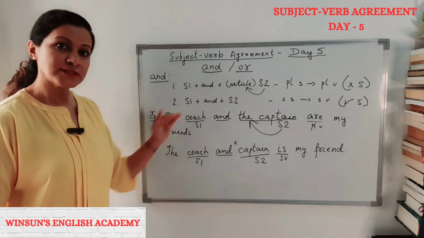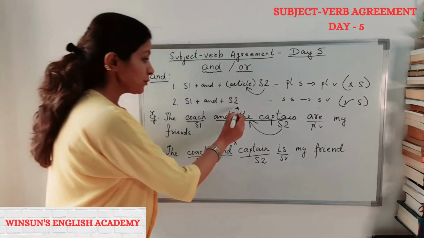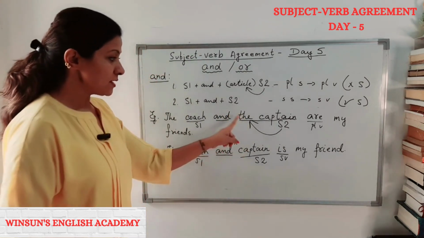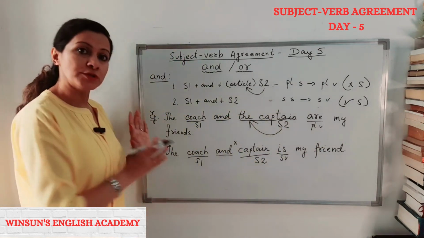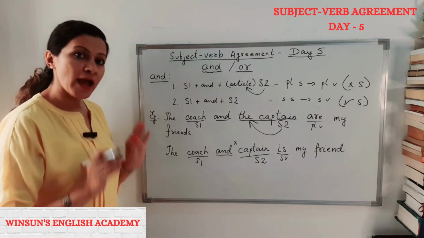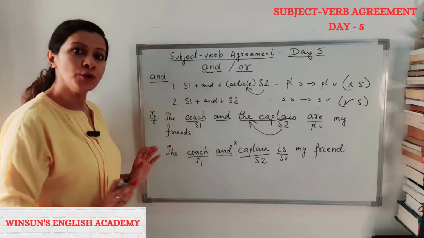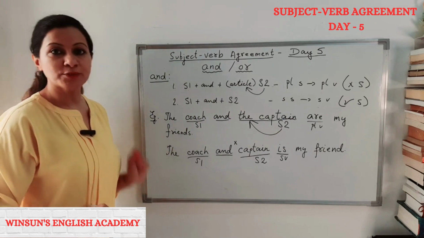Just look at these two sentences closely. With the presence and absence of this single article, the entire subject-verb agreement changed. Okay, so we have to take care of these two rules. Now let's look at the third point.